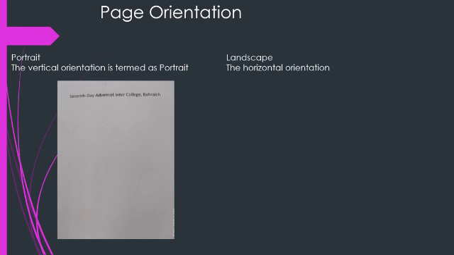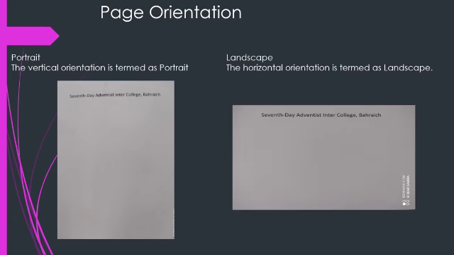The second one is landscape. The horizontal orientation is termed as landscape. So when we print, the page is printed horizontally. It is set to landscape orientation. So we'll see how it looks when it is in landscape orientation. It will look like this. So the first one is portrait and the second one is landscape orientation.